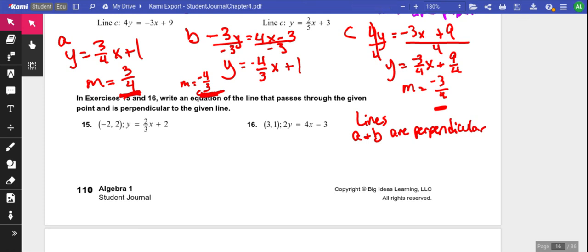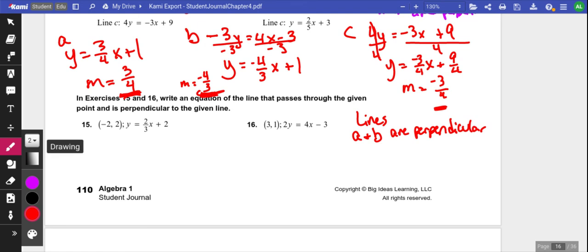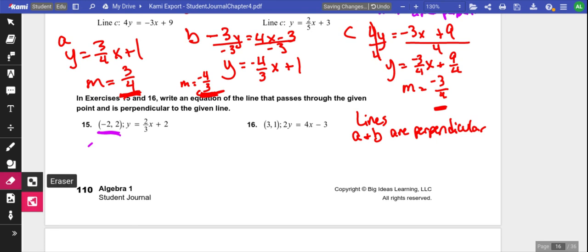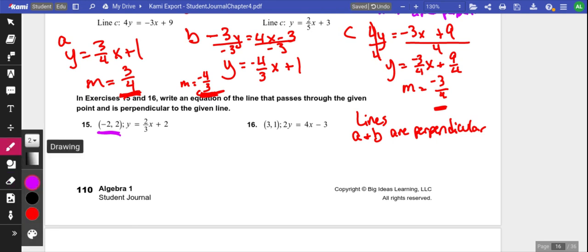I'm already given this point. Don't have to change anything about that. And then I'm going to look at this equation in slope-intercept form to find the slope. So my original slope is 2/3. If it asked me to do parallel, I would just keep it as 2/3. But since it's asking me for a perpendicular line, now I have to first find the reciprocal.